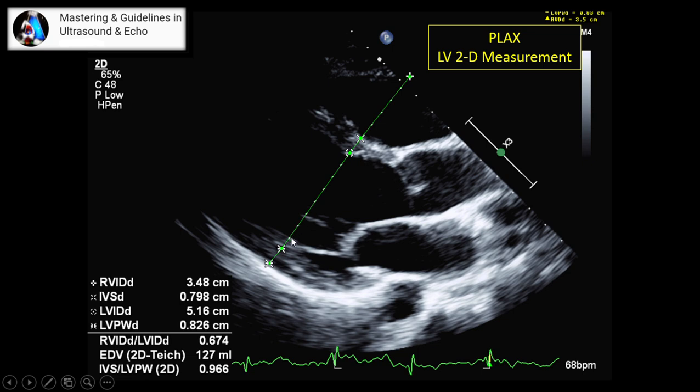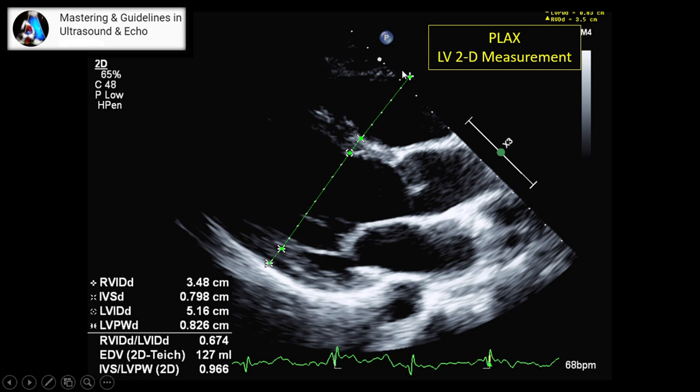The way we measure it, again, we don't include the papillary muscle or chordae tendineae. We have to make sure we are not including them. If you are not sure, just cine loop and go back and forth and find the correct endocardium line, and then go to that spot and measure it.